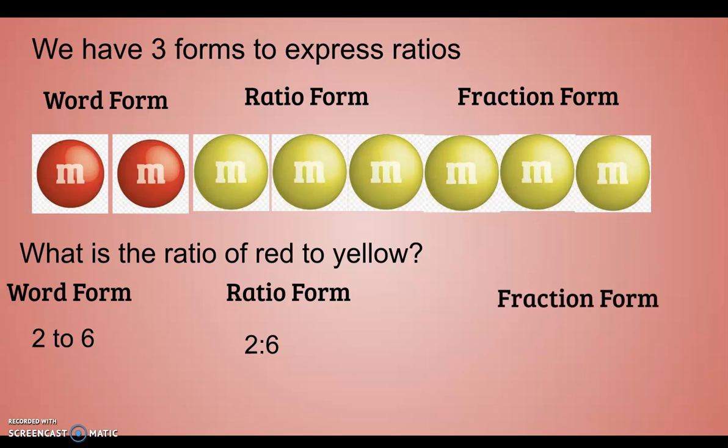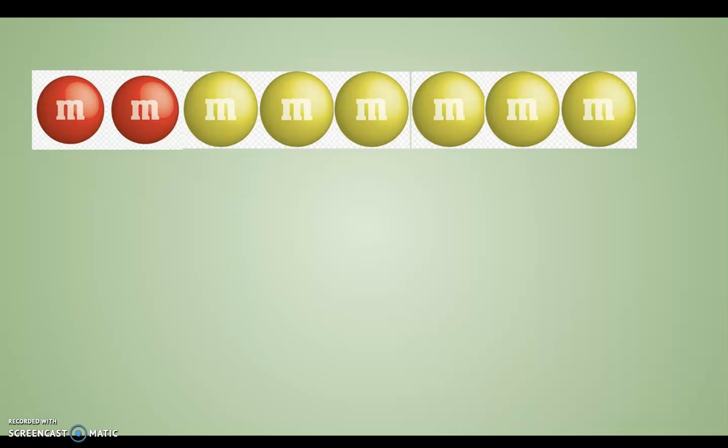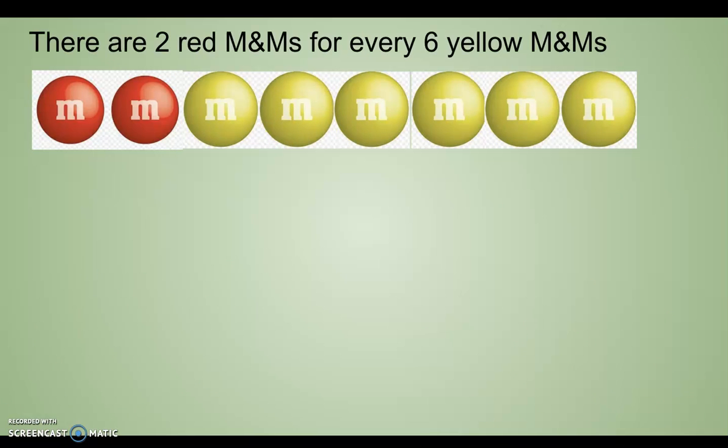But then you also have fraction form. And how do we do fraction form? All you need to do is put 2 over 6. And those are the 3 ways of writing ratios. Now, again, there are 2 red M&Ms for every 6 yellow M&Ms.